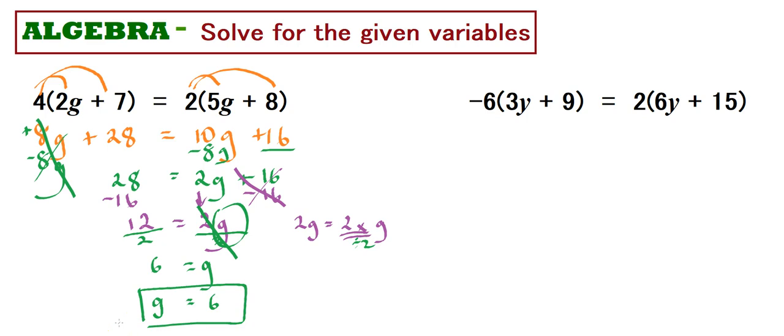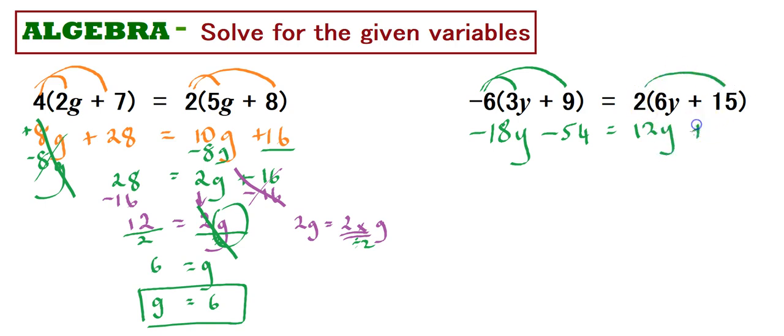out our final answer. For this one over here, we've got minus 6 times 3y, so that's positive times a negative, which makes a negative. 6 times 3 is 18, and y. Minus 6 times positive 9, so again it's a minus, and 6 times 9 is 54. On this side we have 2 times 6y, which is 12y, and 2 times positive 15 is positive 30.